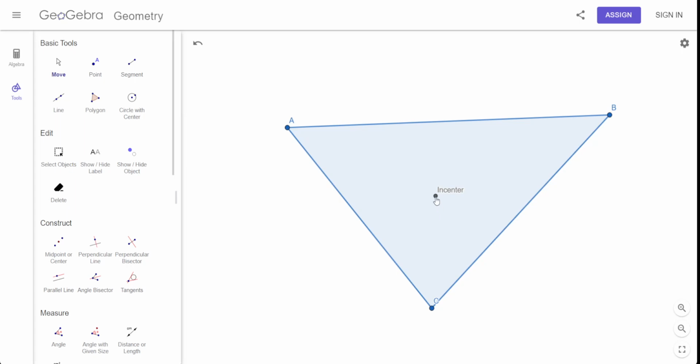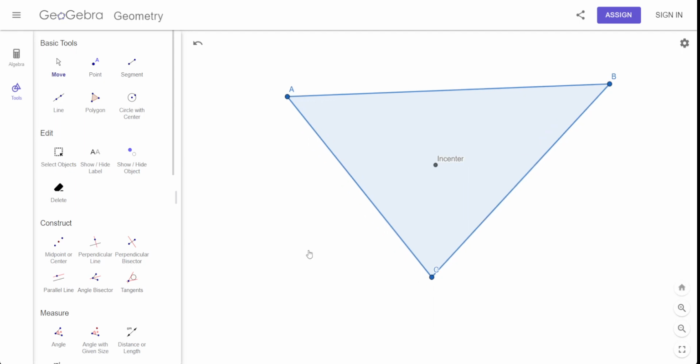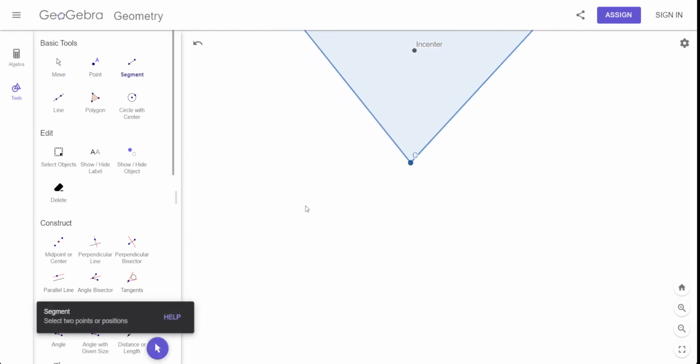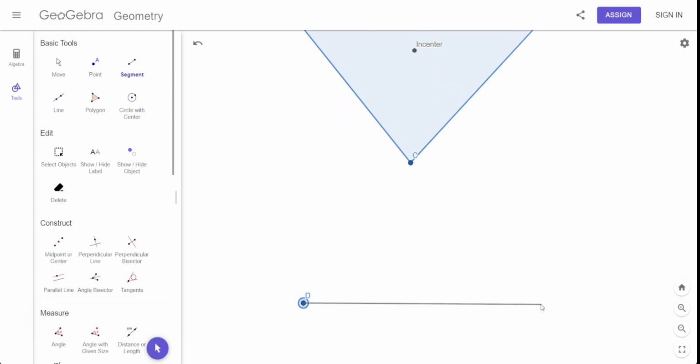So what is the distance, though, from this point to this side? Well, I'm glad you asked, because I'm going to show you real quick here without the triangle. What if I had a line like this, and then I had a point just somewhere random outside of that line right there? If I asked you to measure the distance from point F to line segment DE, what would you do?